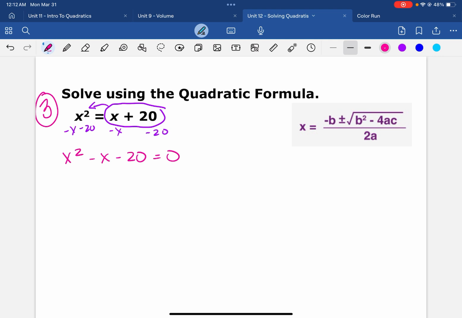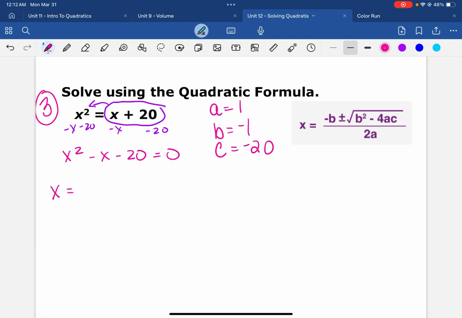Now I'm ready to identify a, b, and c and then use my quadratic formula. a is equal to 1, b is equal to -1, c is equal to -20. All right, I want you to pause the video and try this one. See how you do on it. All right, hopefully you've worked as far as you can, maybe even all the way, and got your solutions. But let's go over it.